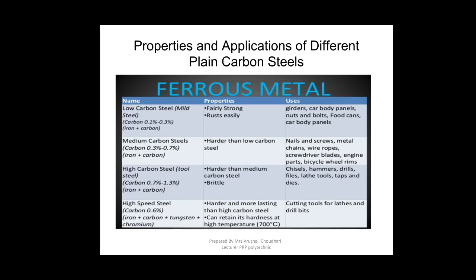Medium carbon steel is harder than low carbon. It is used for making nails, screws, metal chains, metal wire. High carbon steel is harder than medium carbon steel. It is used for making cutting tools and knives. We are using the high speed carbon.